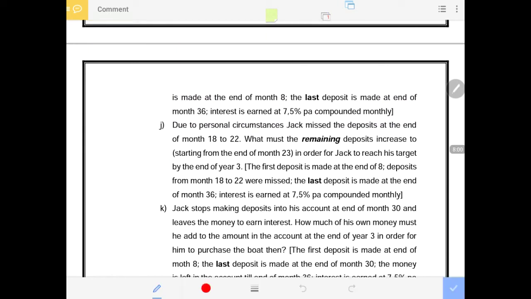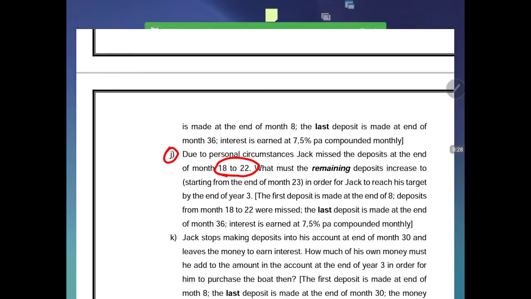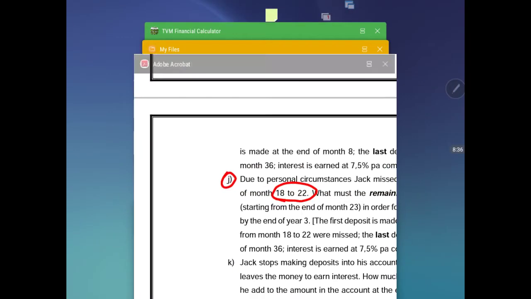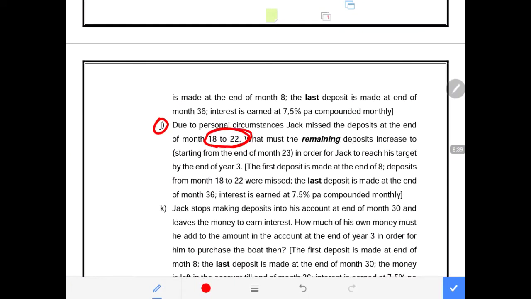So we go to number J. Number J says, due to personal circumstances. There are circumstances that are personal, that are beyond sometimes our control, that can make us miss some of the payments. Due to personal circumstances, Jack missed the deposits at the end of month 18 to month 22. That means Jack missed the payment of 21,599 rand 10 cents from month 18 to month 22.